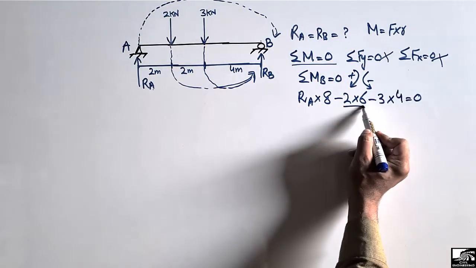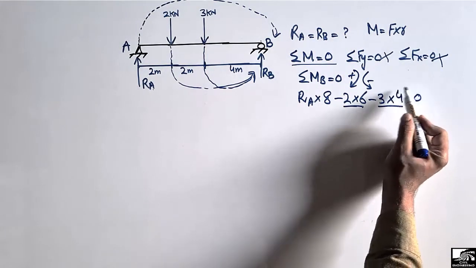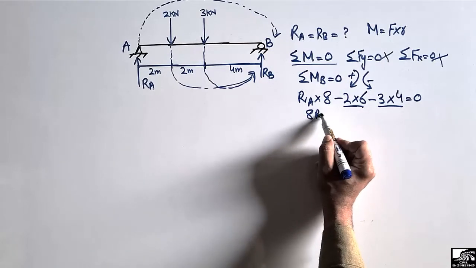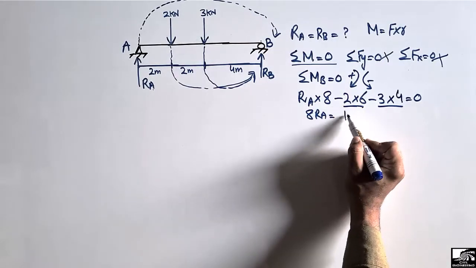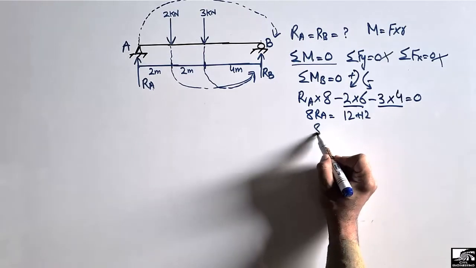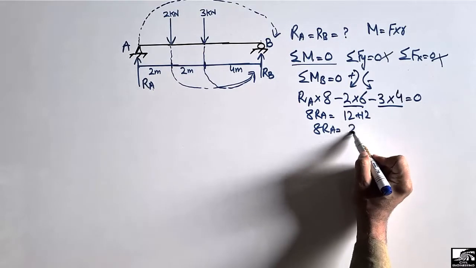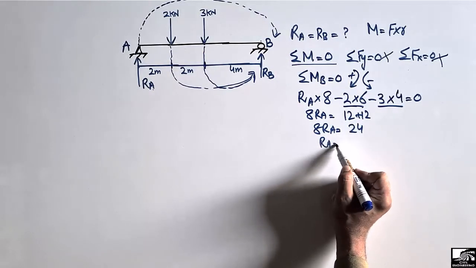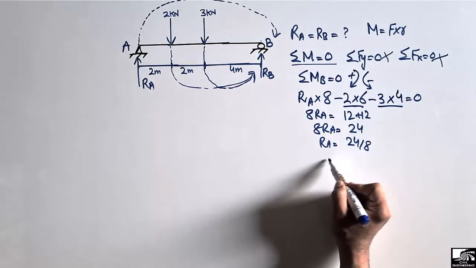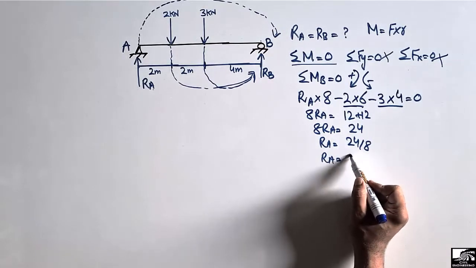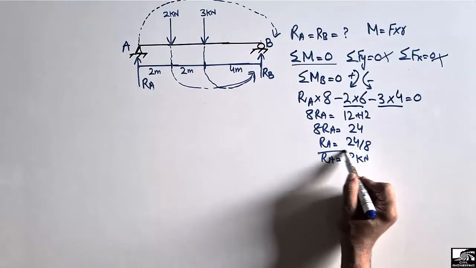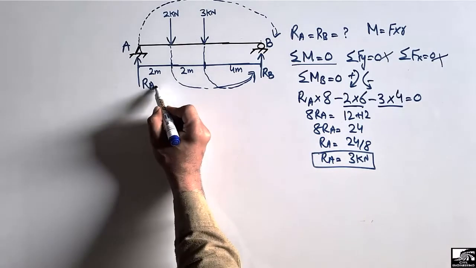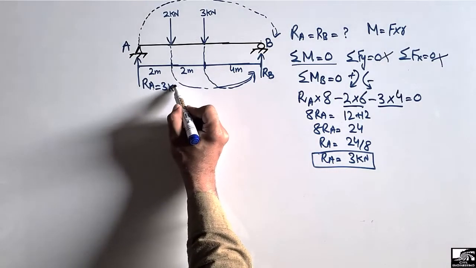Now when we multiply these and shift into the right side, we get 8 RA equal to 12 plus 12, or we can say 24. So RA comes out to be 24 divided by 8. So we get RA equal to 3 kN. So this is the support reaction here at this point, which is 3 kN.